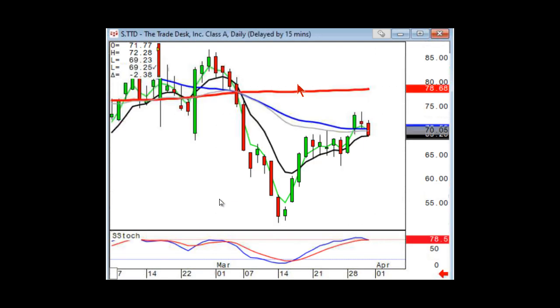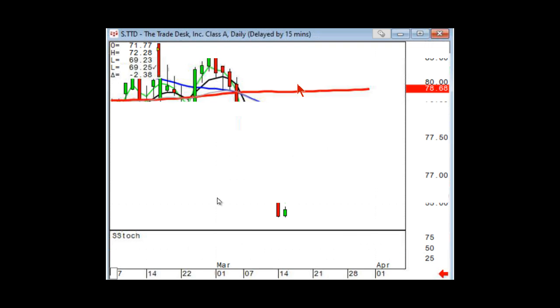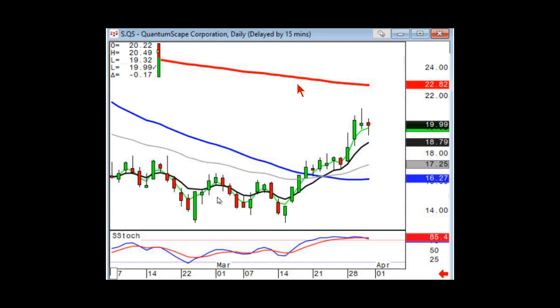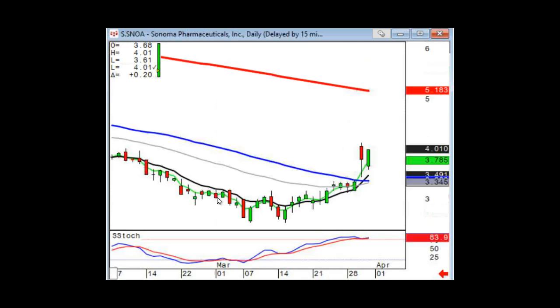Trade Desk, that's a bearish Harami confirmed. If this one opens lower, you can go short. QuantumScape waffled around today, but it's still above the T-line. And this fry pan bottom is still working. You can still be buying this one.